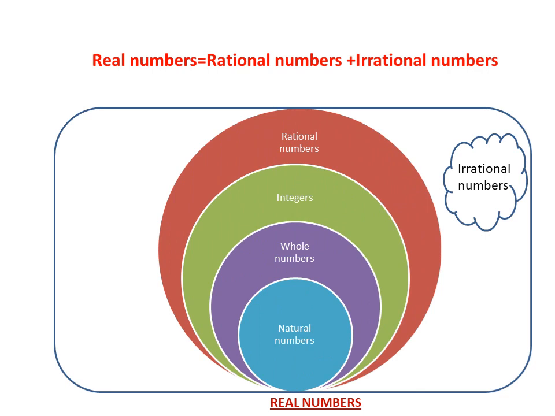Last but not the least, we get our family of real numbers, which consists of rational numbers and irrational numbers.